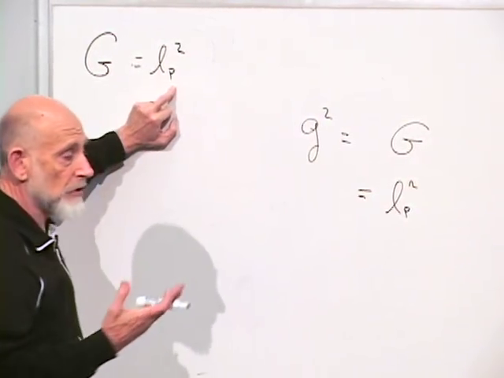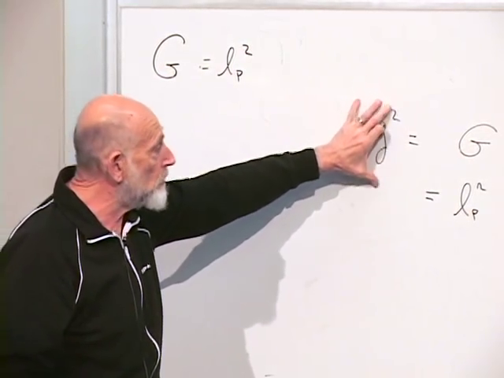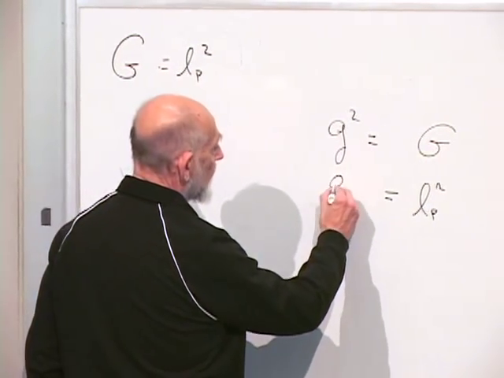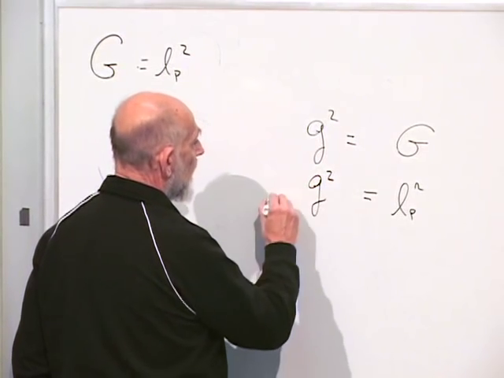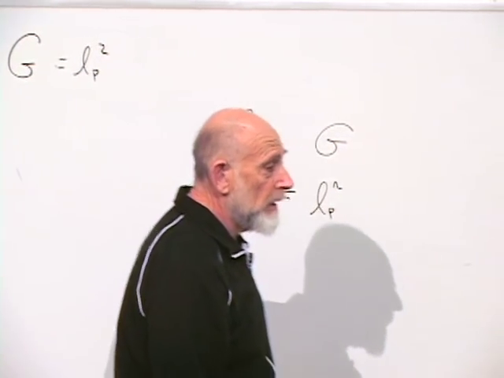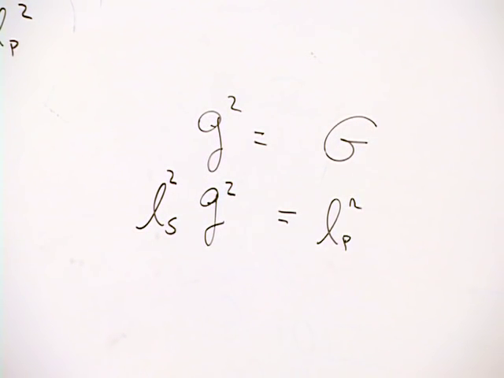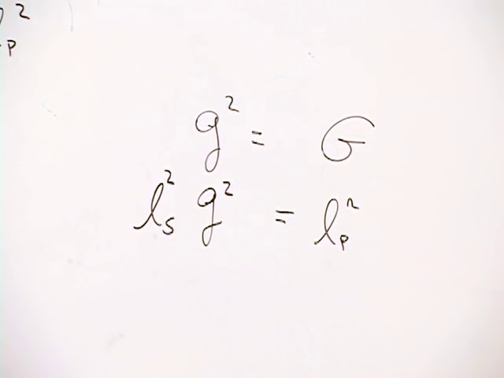The only sensible equation that I can write that only contains things that have to do with string theory on this side is to say that this is g squared times L string squared. And that's the correct equation, that the Planck length squared, which is the same as big G, is little g squared times L string squared. Now just think about what that means.